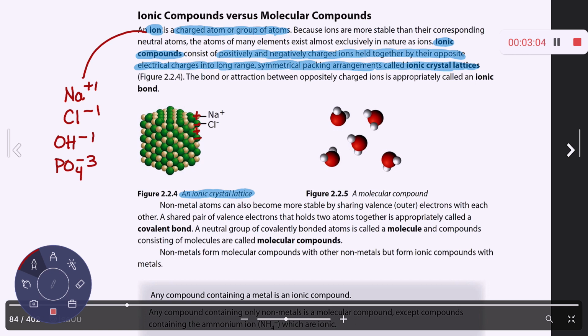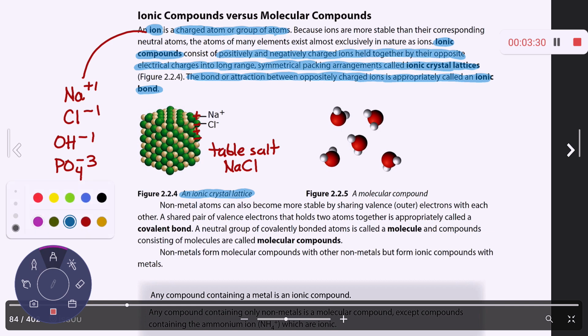Okay? Now, the attractive forces between them would be ionic bonds. So the bonds that hold the oppositely charged ions together are ionic bonds. So here we have table salt. Table salt is sodium chloride, or NaCl. Sodium is a cation, chloride is an anion, and they're held together with ionic bonds.